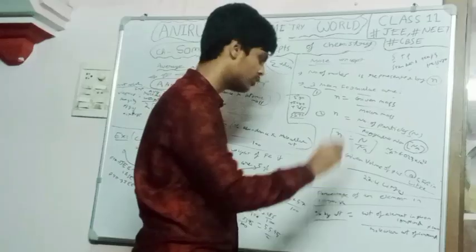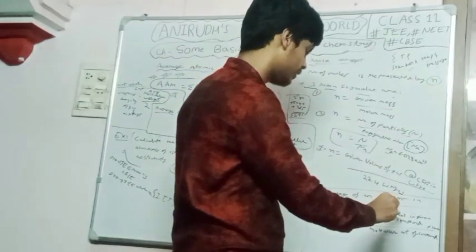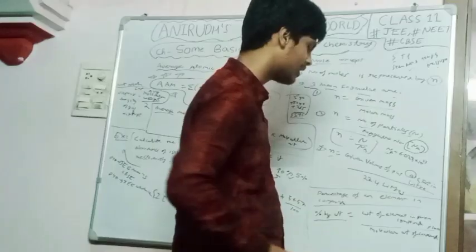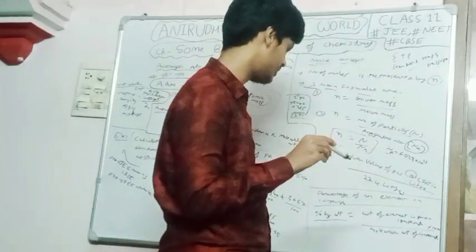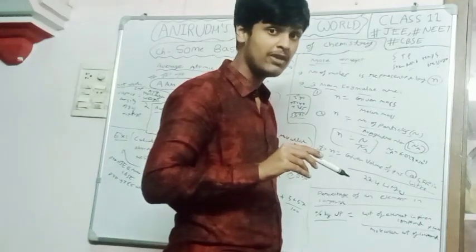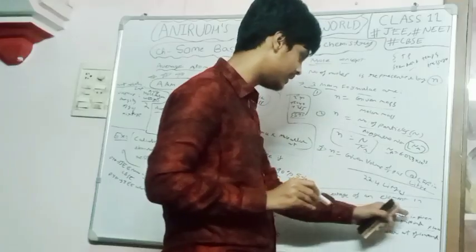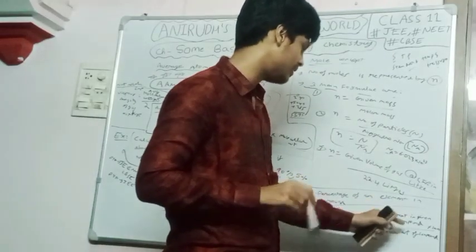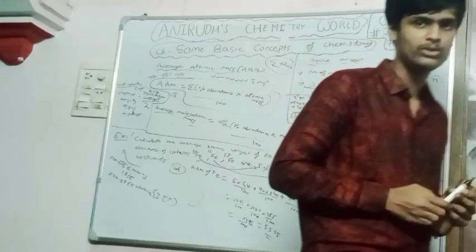Percentage by weight is equal to weight of the element in the given compound by molecular weight of the compound into 100. You are getting my point. Then percentage of an element in the compound, percentage by weight, is equal to mass of the element in the given compound by molecular weight of the compound into 100. You just note this down.